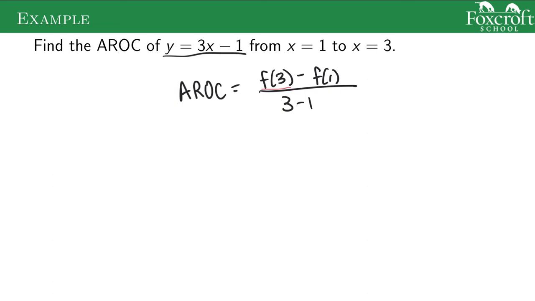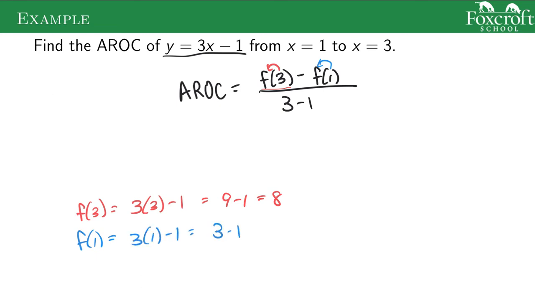We need to figure out what f of 3 is, right? This is function notation, meaning I'm plugging 3 into my function, so I can do that down here, f of 3. Well, if I plug 3 into my function, it'll look like this, and I'll get 8. So f of 3 is equal to 8. Also need to figure out what happens when I plug in 1 into my function. f of 1 is, now I'm plugging 1 in, and I get 2.